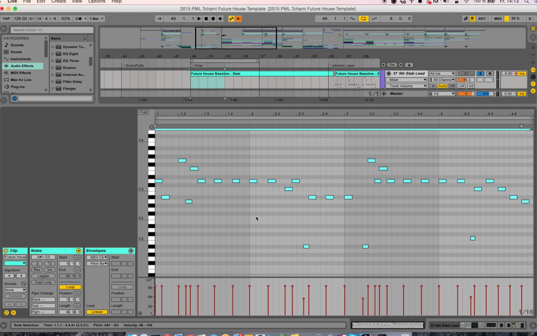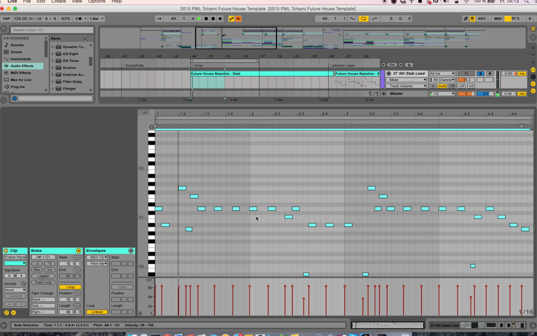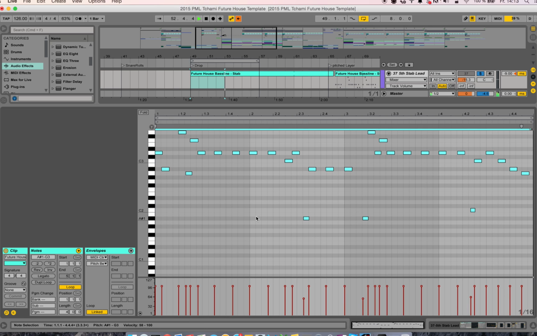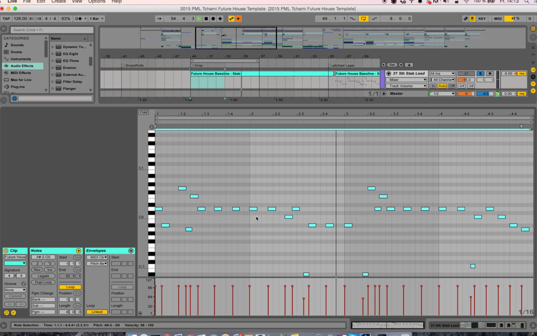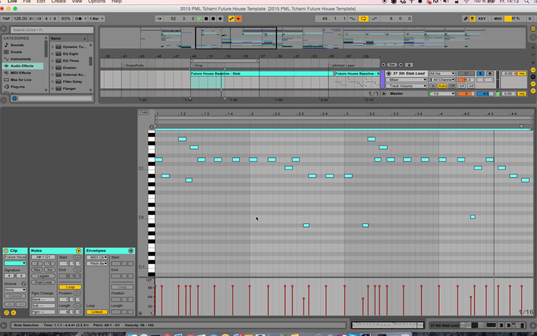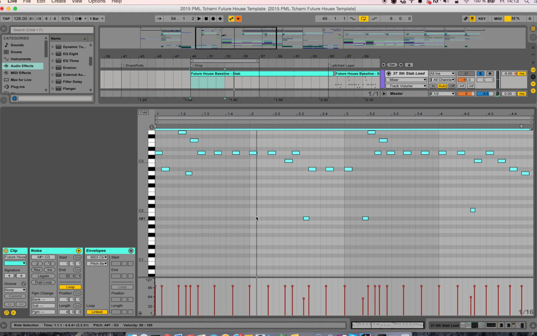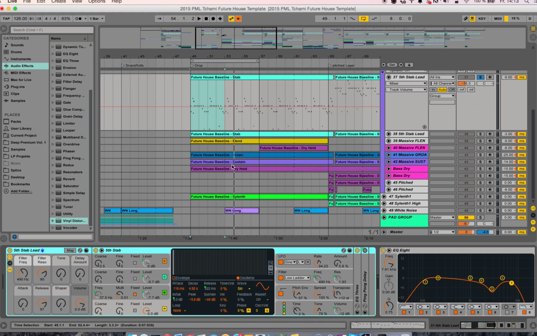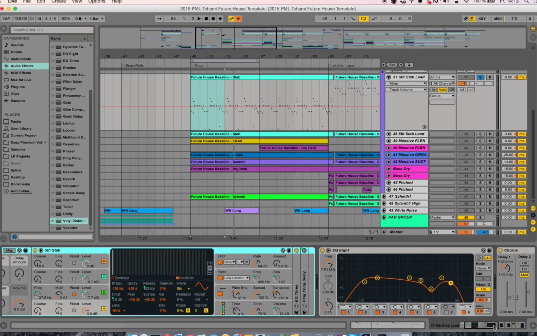We go down one octave with the sound. So that one is a really, really interesting sound for this whole future house kind of genre, and it's the fifth step lead out of the Operator, and just changing the octaves you really get an idea of what this thing is capable of doing. And over here we are just using it for those higher stabby kind of sounds.